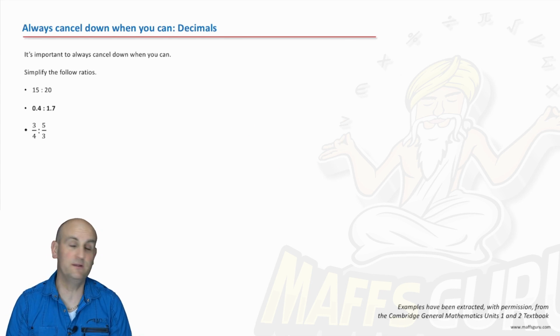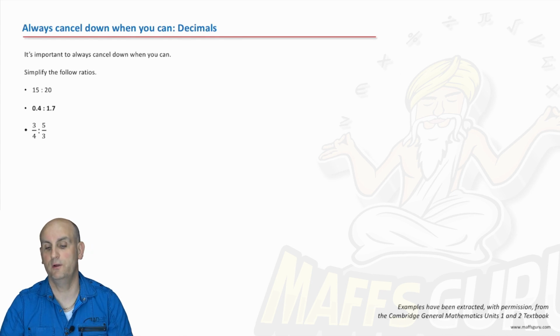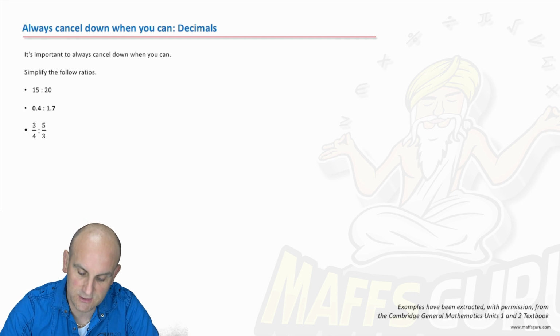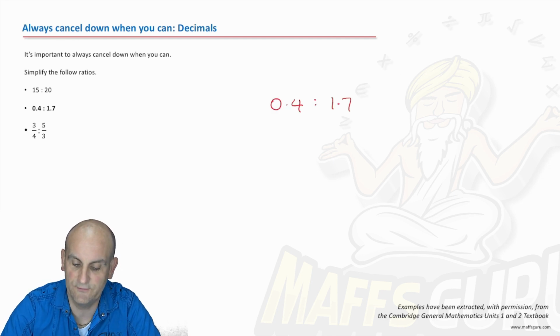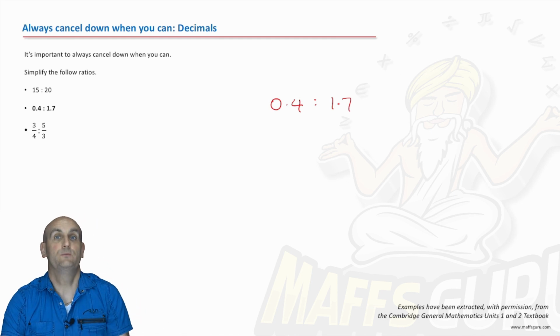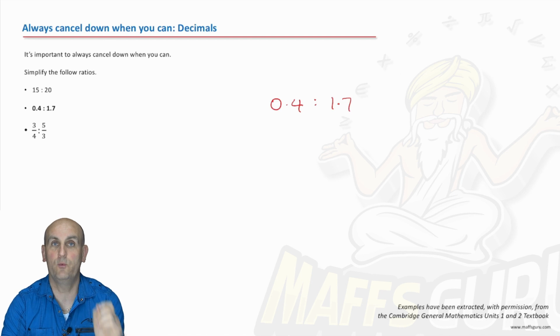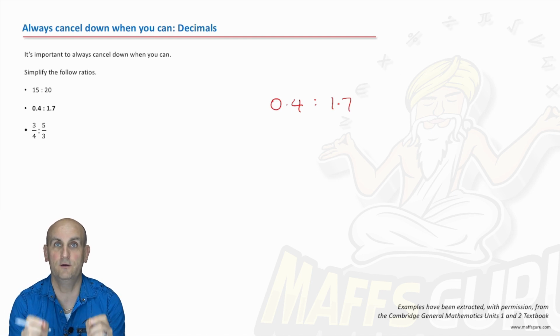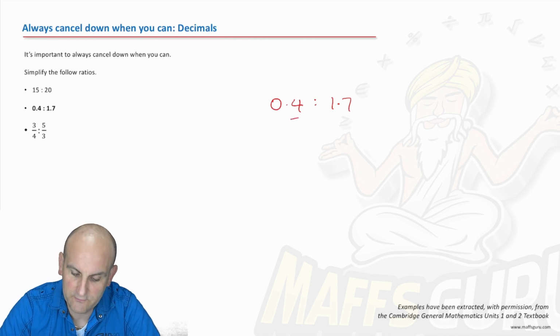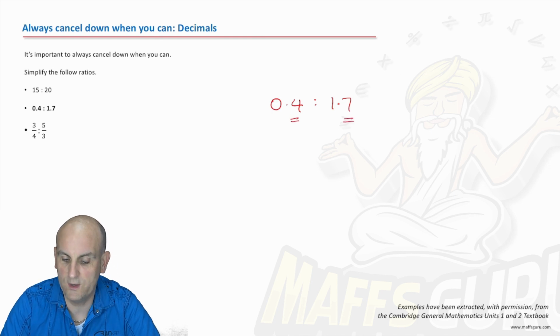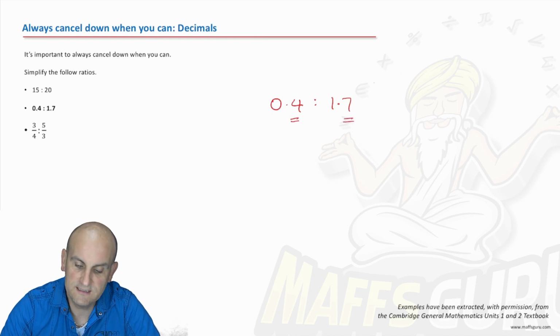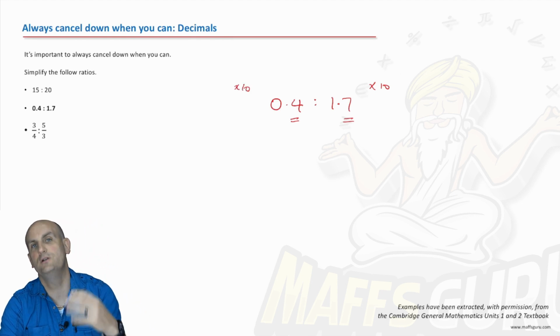No, you're not really allowed decimals, but who's to say they're not going to throw one into an exam and try and trick you? Yes, indeed. Now, in this situation, I've got the ratio 0.4 colon 1.7. When you have a decimal point, the thing to do is get rid of that decimal point. Because there's one number after the decimal there and one number after the decimal there, I can multiply both sides by 10 to get me to a much nicer state.